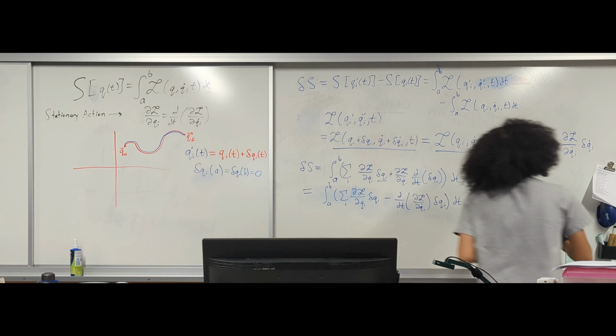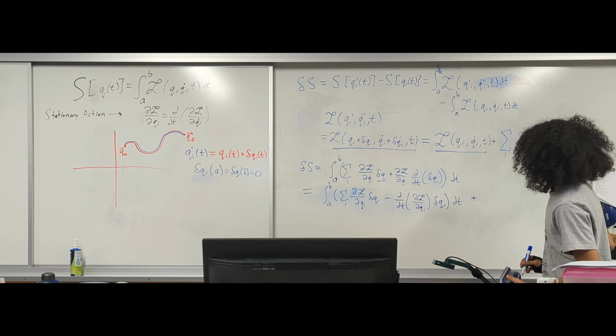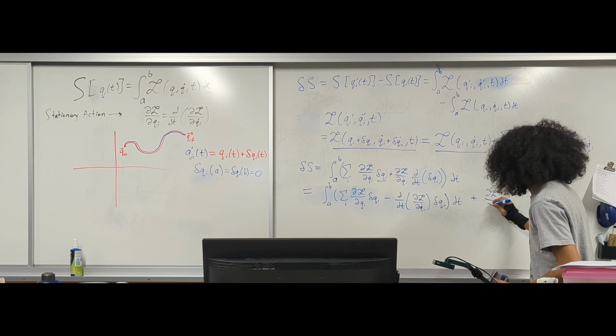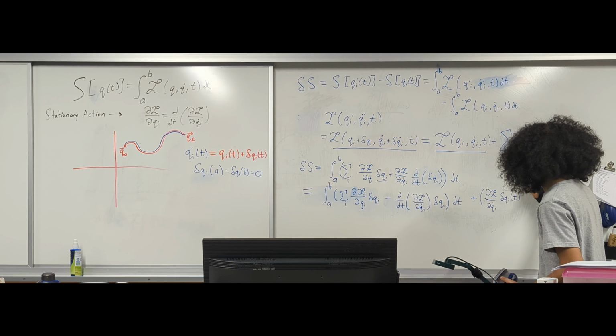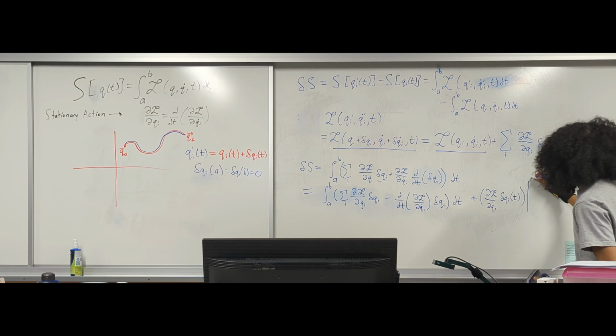And then what comes out at the end is this term, dL by dq_i dot, times delta q_i. And then this is evaluated at the bounds, and then we find the difference.